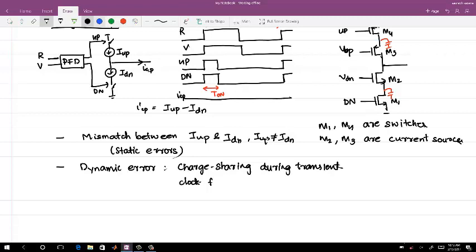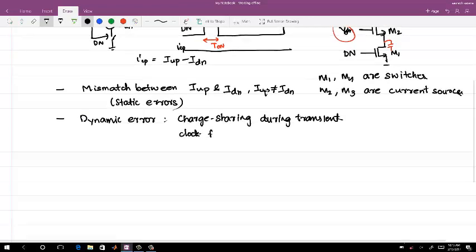Let me just say, how will you generate VBP and VBN? Through some diode connection, right? Now, what is the ratio between the diodes? That is the mismatch which will come through. So I up not equal to I down is the result of that.